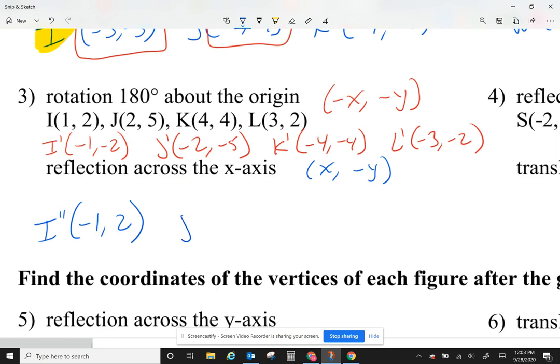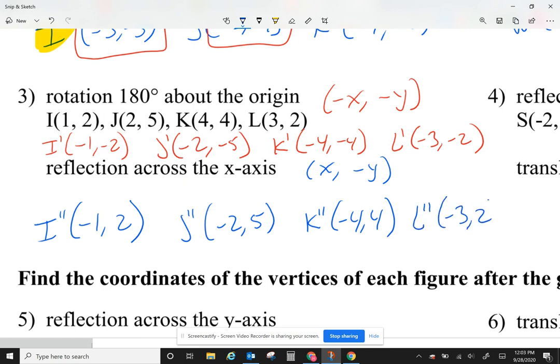If I was looking at j double prime, my answer would be (-2, 5). If I'm looking at k double prime, I'm going to have (-4, 4). And lastly, L double prime will be (-3, 2).